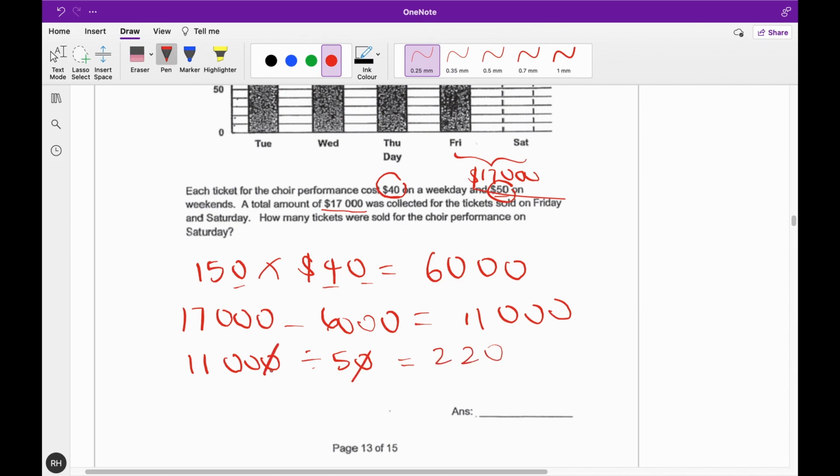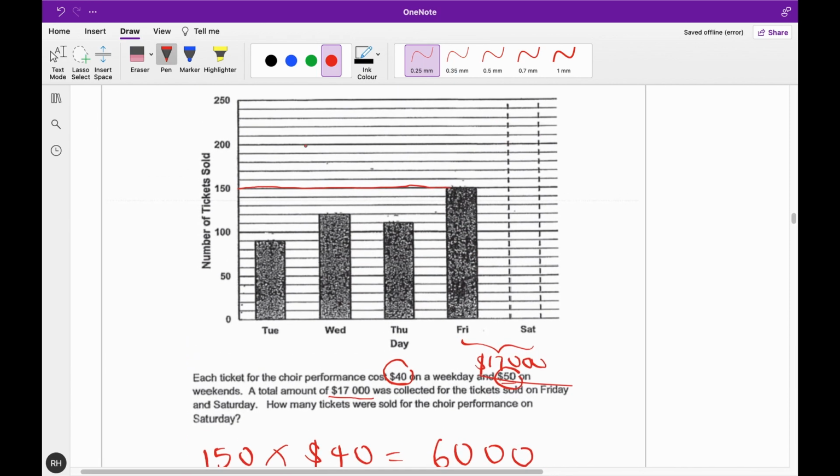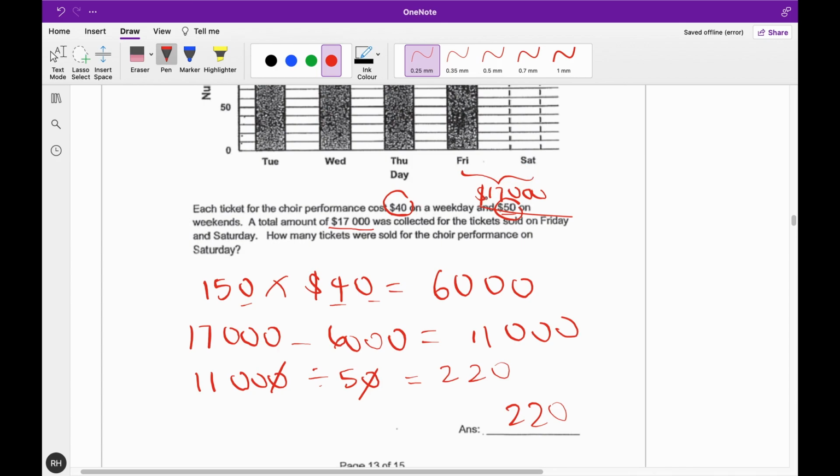Okay, so cancel 10, cancel 10. Okay, so 1100 divided by 5, we get 220. So we have 220 tickets for Saturday.